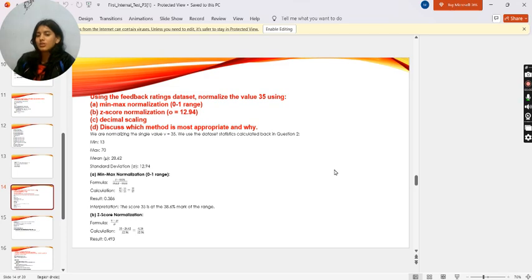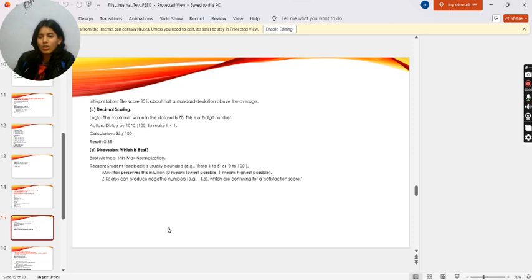So we have min equals 13, max equals 70, mean mu equals 28.62, standard deviation equals 12.94. Now we're finding the min-max normalization of 0 to 1. The formula is this, and now we'll calculate the result, which will be 0.386. Interpretation: the score 35 is at the 38.6% mark of the range. Z-score normalization, putting it in the formula, the result will be 0.493.